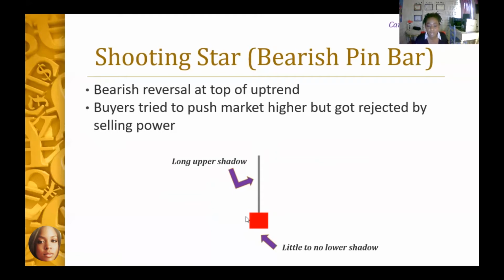The buyers push this thing up. This is the open right here. The buyers pushed it up, and the sellers came and said, no, we're pushing it back down, over this open. And we're about to take over. We've got stronger selling power than you because we pushed this thing down farther than you were able to push it up.